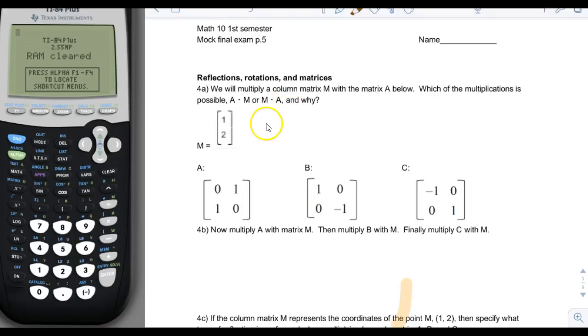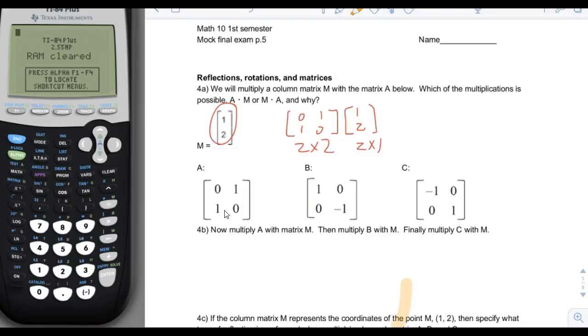Remember, these are matrices. A is a square matrix, a 2 by 2 square matrix, and M is what we call a column matrix. A square matrix we can write as 2 rows by 2 columns, and we can write the column matrix as 2 rows by 1 column. And how do we check to see if we can multiply these together?